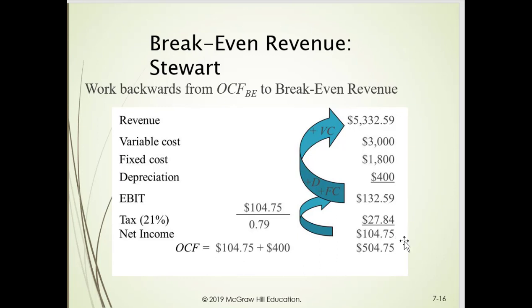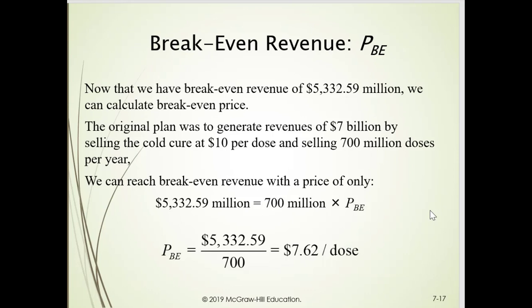$104.75, if you divide that by 1 minus the tax rate, that will tell you the tax that needs to be paid. In this case, it was 21%. If you add those two together, we get 132.59. Working your way back, that should give us the revenue here of $5,332.59, which is the break-even revenue to get operating cash flow equal to zero.